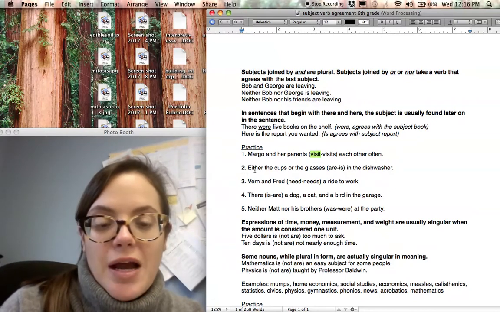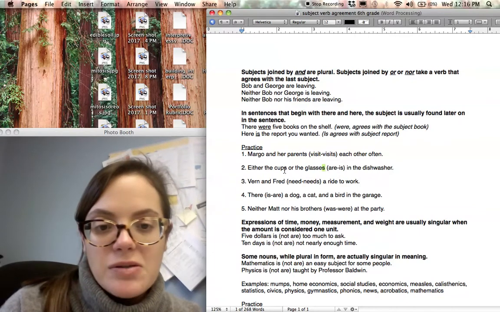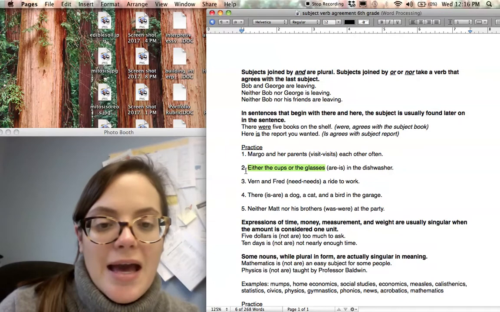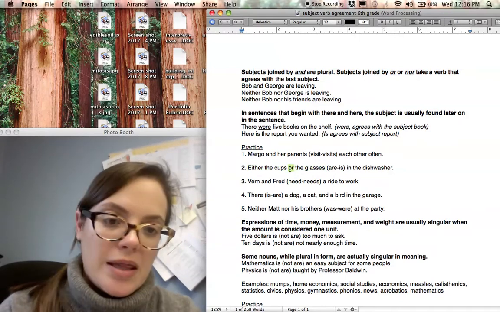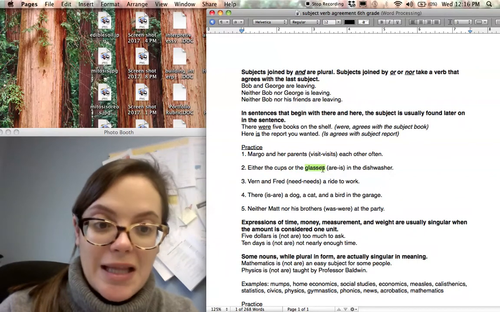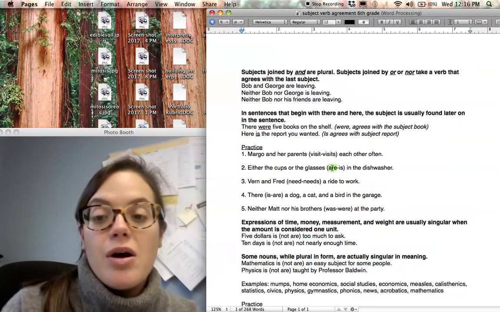Number 2, either the cups or the glasses are or is in the dishwasher. So I have the cups or the glasses, so here's my subject. And this time they're joined by or. So I only want to look at the subject closest to my verb, which is glasses. And since glasses is plural, I'm going to choose the verb are.